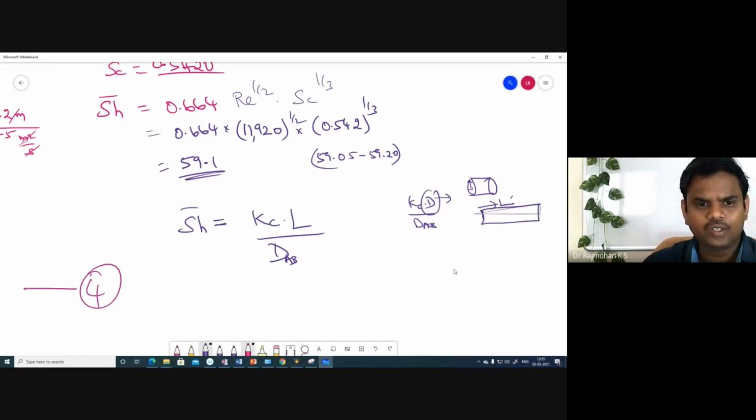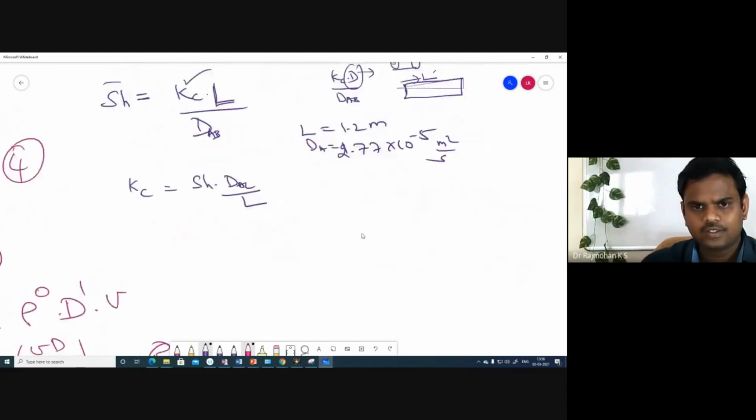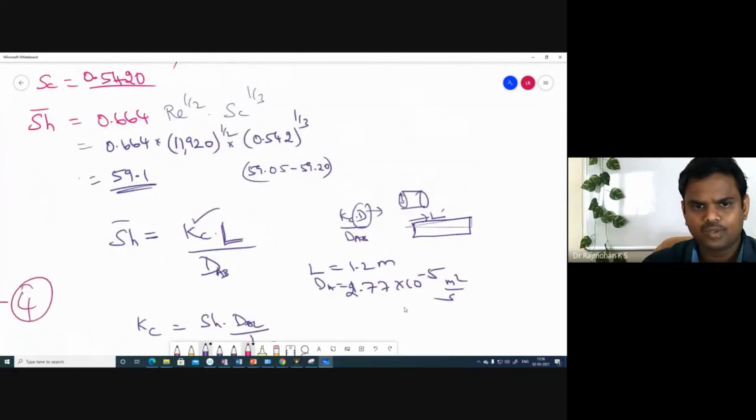So now we have the Sherwood number value and the length value. What is the L value? You know the L value, 1.2 meters. You know the DAB value, 2.77 into 10 power minus 5 meter square per second. So the only unknown parameter is Kc. Kc value is equal to Sherwood number into DAB by L.